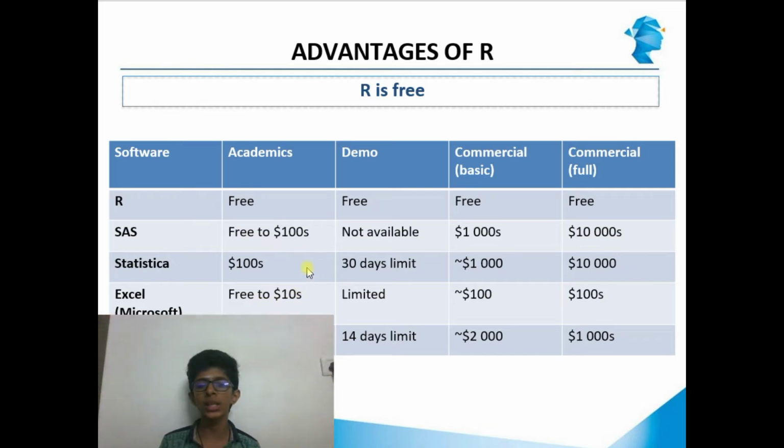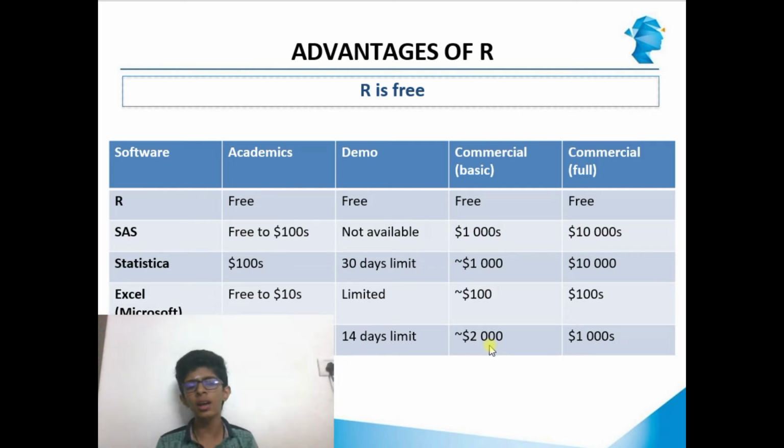Okay, now Excel is free to $10 for academics. I myself used Excel in my third standard for free. It's not a big deal. But if you use it commercially, it will cost around 150 to 250 dollars. But Excel is just a basic one compared to these statistical softwares. And SPSS is one of the best software, and my father is using it too. Its academic price is $100, commercial is $2,000, and full commercial ranges around $1,000 to $2,000.